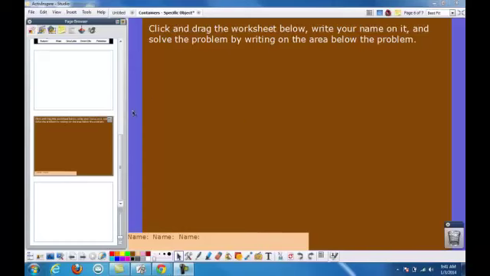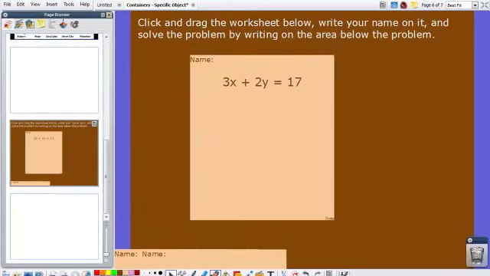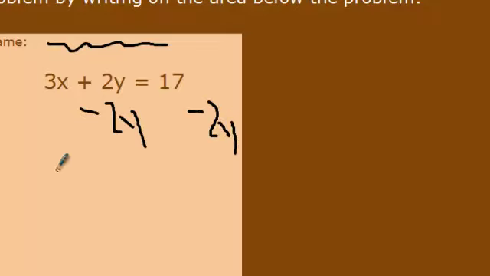Here we have an example that says click and drag the worksheet below, write your name on it, and solve the problem by writing on the area below the problem. So we'll click and drag up one of the worksheets, grab our pen, write our name where it says name, and then begin solving the problem. Let's say they want us to solve for x. So we can begin writing and moving, following our algebra steps to solve for x in the worksheet area.